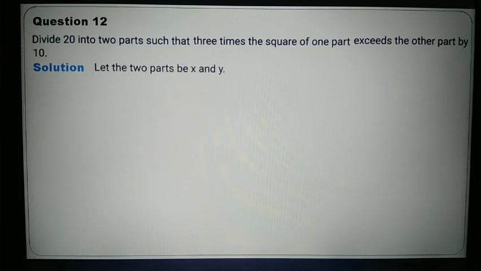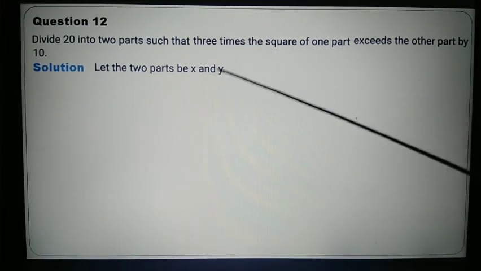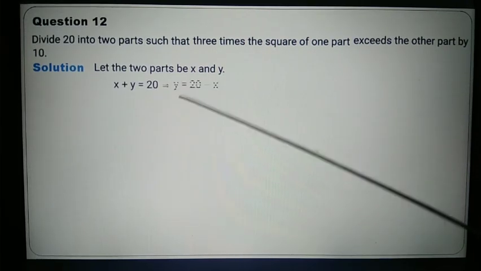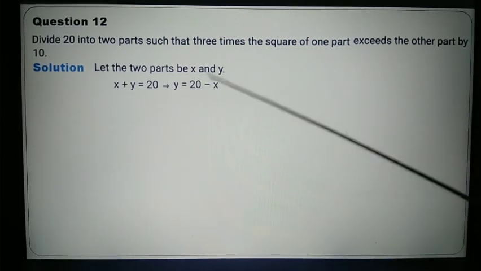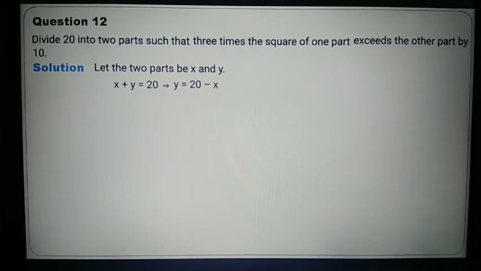Okay, so let us begin with the problem. So we have the 2 parts to be x and y. As I said, when I add them I should get 20, and the value of y from here is 20 minus x. That means if one part is x, the other part will be 20 minus x, as I said earlier.